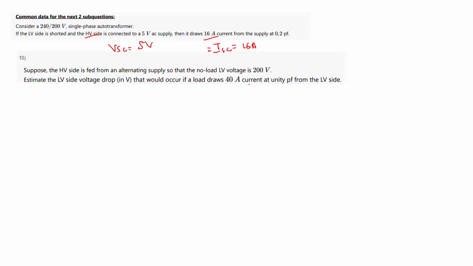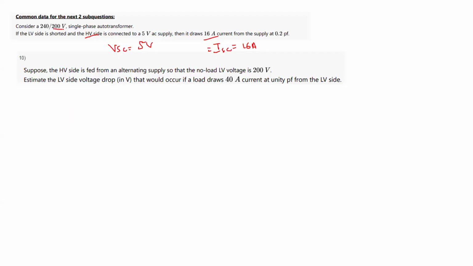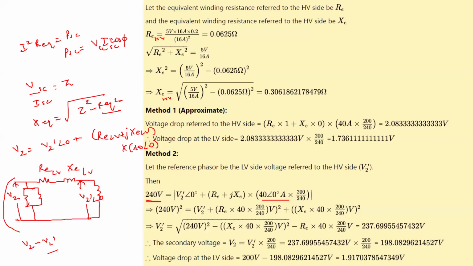Estimate what occurs if the load draws 40 ampere current at unity power factor from the LV side. Actually this current they have given on the LV side only. Then they have actually made the equivalent circuit on the high voltage side, so they are transferring all these quantities to the high voltage side. Because we are writing it on LV, V2 would have been 200 volt, the LV rated voltage, if you supply 200 volt here. But here they are writing it on the HV side, so they're referring the current there. You can do it that way also.